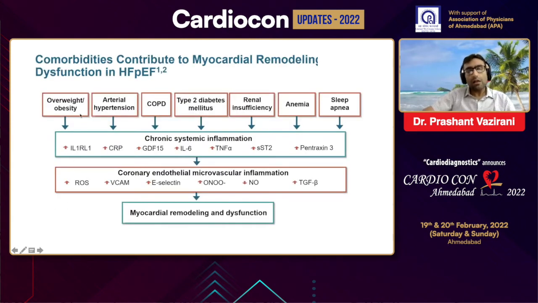And there are other non-cardiac comorbidities which are more in patients of HFpEF, like obesity, overweight, hypertension, COPD, diabetes, renal insufficiency, anemia, sleep apnea. Our patient also today has obesity, hypertension, diabetes. So all these non-cardiac comorbidities which are more in patients of HFpEF lead to chronic systemic inflammation, which leads to inflammatory markers acting on coronary endothelial microvascular inflammation and ultimately leading to myocardial remodeling and dysfunction.